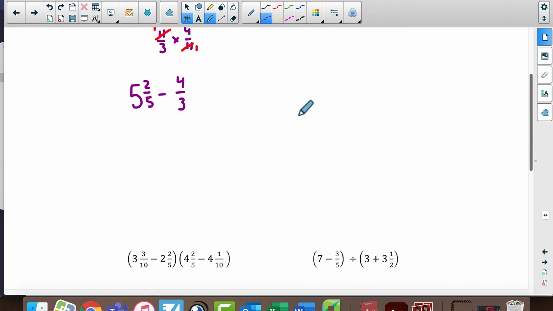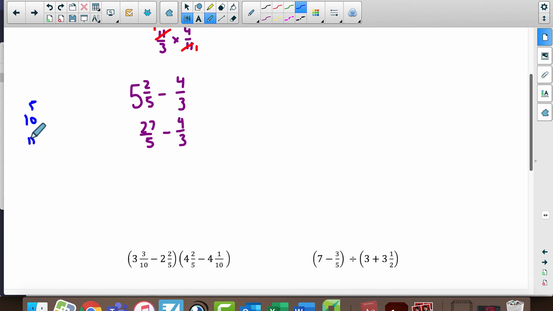Okay, it's up to you, but since this one is improper, I'll switch this one to improper too. I'll do it the way you like, probably. So 5 times 5 is 25, plus 2 is 27 over 5, and then we're subtracting 4 over 3. Do we need a common denominator when we subtract? You sure do. So let's count by the big one.